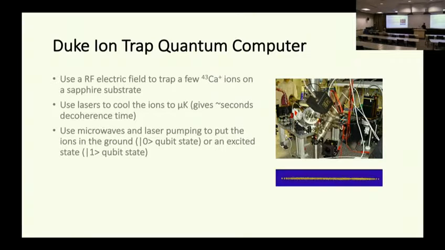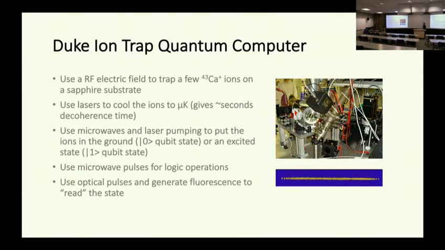Then you use microwaves and laser pumping to put the ions in their excited state from the ground state. And then you use microwave pulses to actually fiddle with these qubits, do the operations, logic operations. And then you use optical pulses to generate this fluorescence to read the state. Obviously, we're not doing major computations with this thing. We're doing some very basic stuff. But they have actually achieved simple computations like superposition and entanglement with a few qubits.